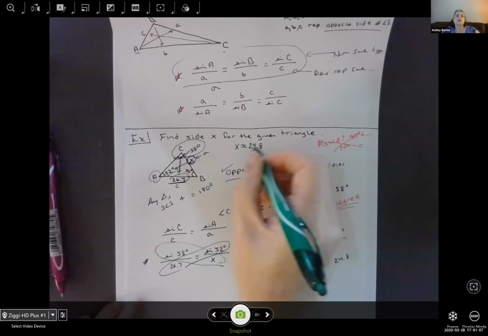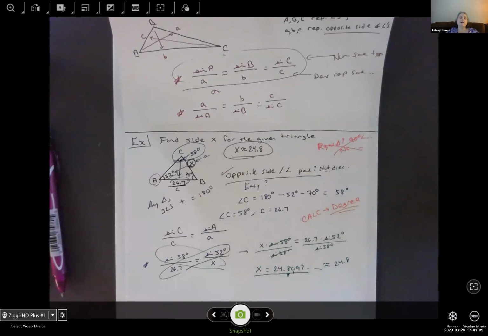Now, when you're writing your answer, you want to make sure you know, are you answering an angle measure? In which case, it's either going to be degrees or radians for your units. Or a side. If you know the units like inches or centimeters or yards or something like that, you could go ahead and say that. We don't know the units for this one, so I'm just going to write 24.8, okay?